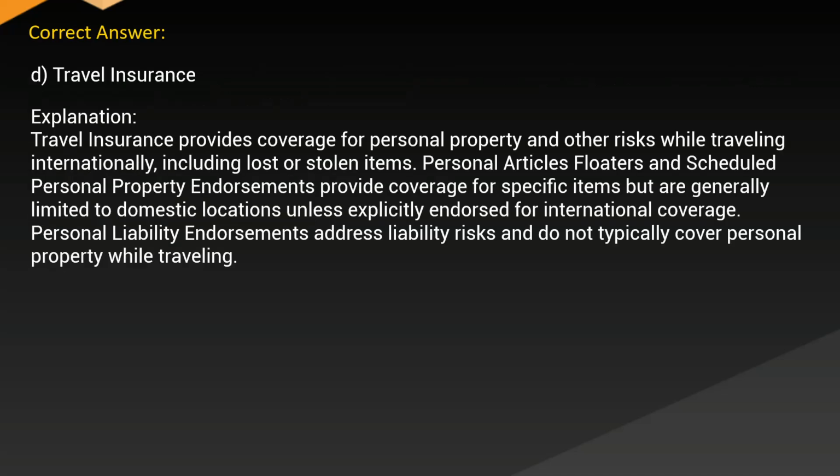Correct answer: D. Travel insurance. Explanation: travel insurance provides coverage for personal property and other risks while traveling internationally, including lost or stolen items. Personal articles floaters and scheduled personal property endorsements provide coverage for specific items but are generally limited to domestic locations unless explicitly endorsed for international coverage. Personal liability endorsements address liability risks and do not typically cover personal property while traveling.